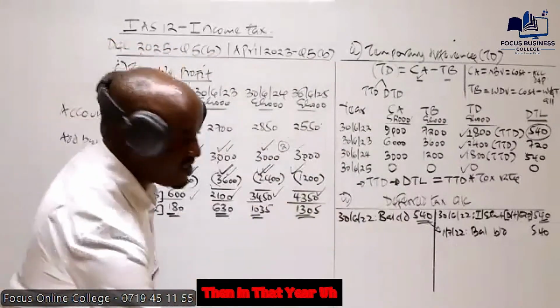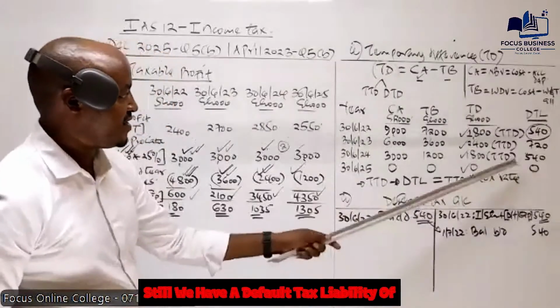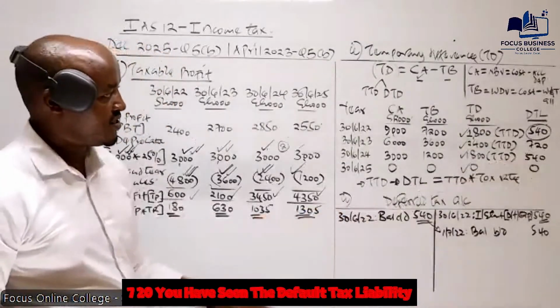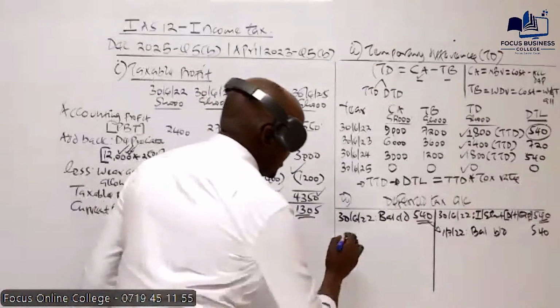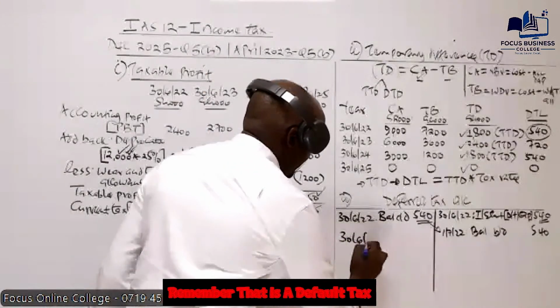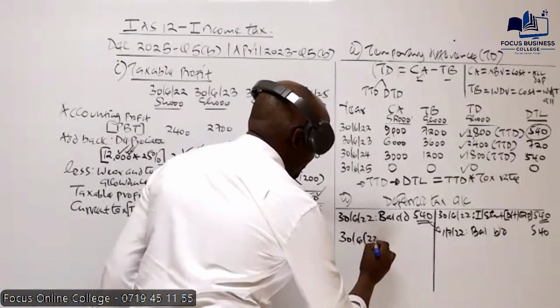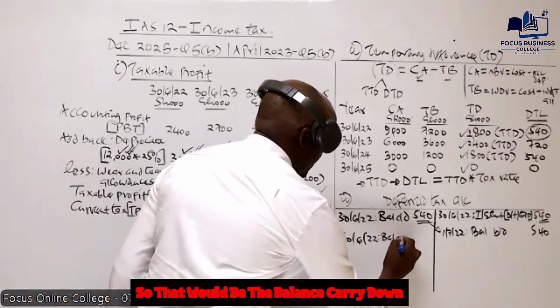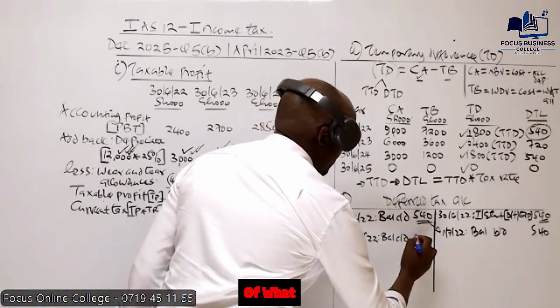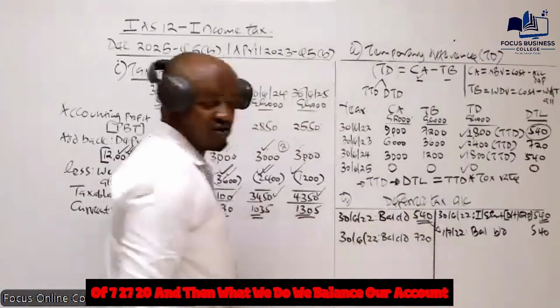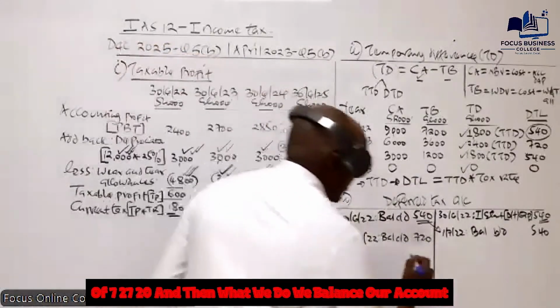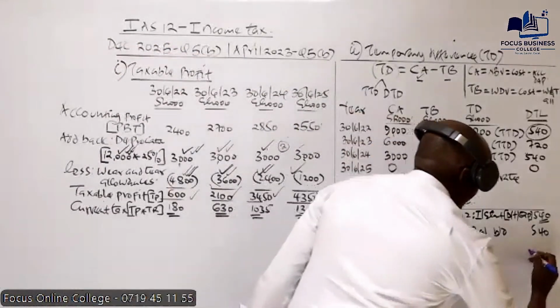Then in that year, we have a deferred tax liability of 720. We have said the deferred tax liability, we record it on this side. And remember that is a deferred tax liability at the end of the year. So that will be the balance carried down of 720. And then we balance our account.